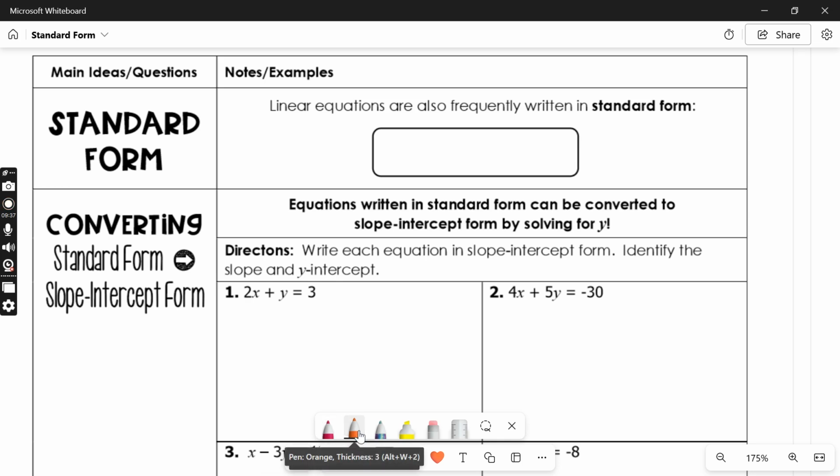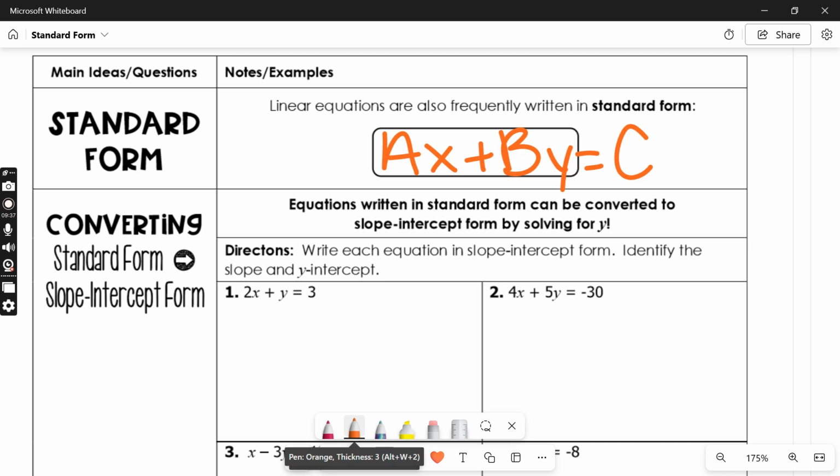Hi everyone. Today we're going to be talking about standard form. So we talked about slope-intercept form yesterday. Today we're going to do standard form. So linear equations are also frequently written in standard form, which is ax plus by equals c.